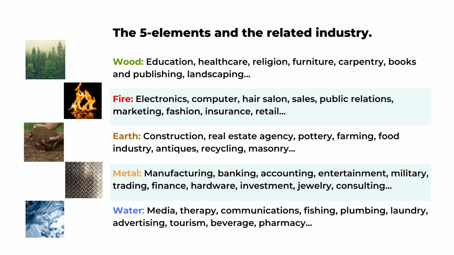For the metal element, it includes manufacturing, banking, accounting, entertainment, military, trading, finance, hardware, investment, jewelry, or consulting. And for the water element, it includes media, therapy, communications, fishing, plumbing, laundry, advertising, tourism, beverage, pharmacy, and so on. So those are some examples you can check to see the 5 elements of your business.